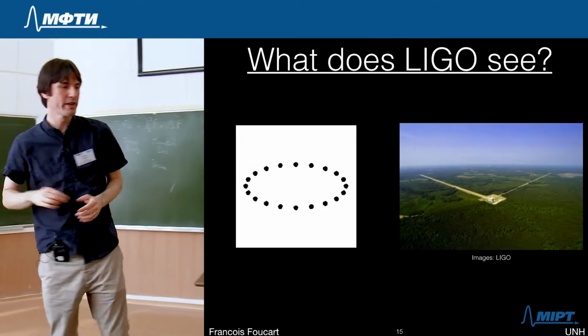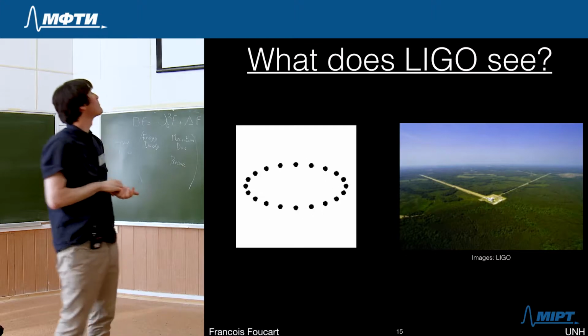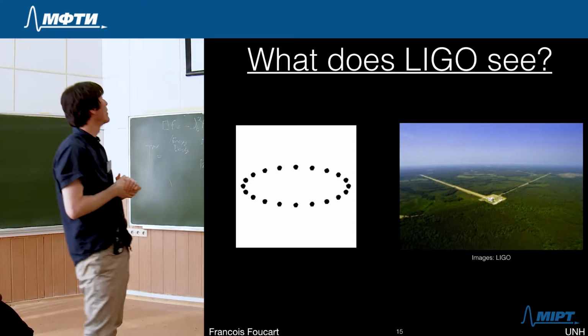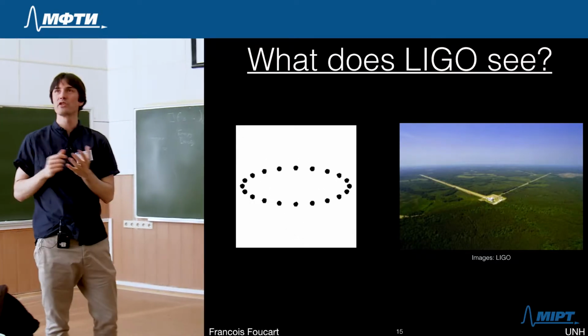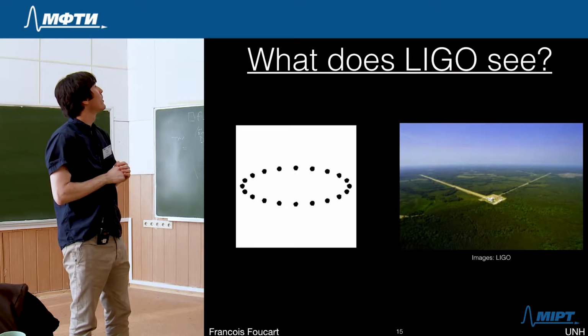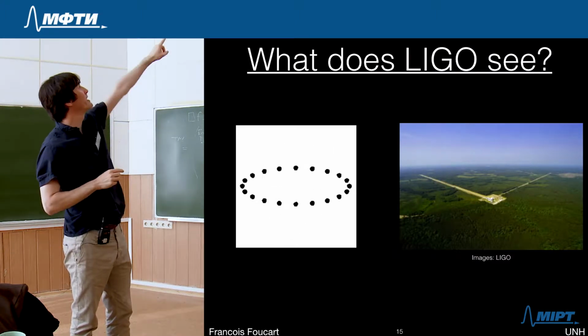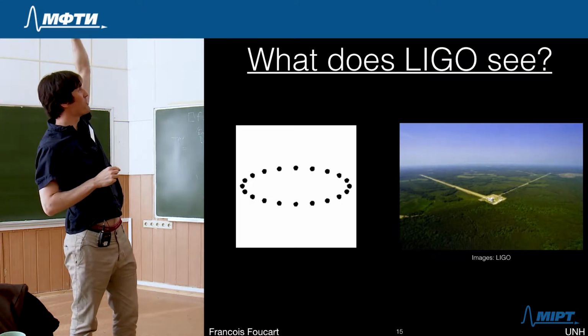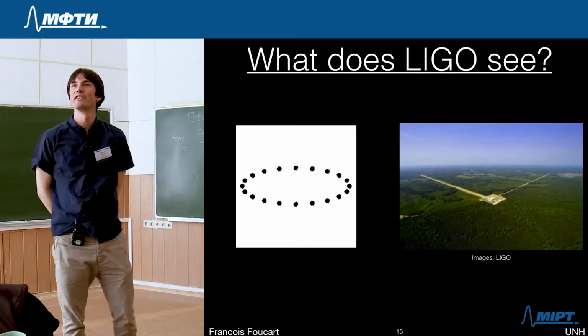Okay, so before looking at what is actually limiting the accuracy of LIGO, let's think about what LIGO can actually see and what it cannot see. So, good question: what do you think LIGO sees if this waveform, a plus polarization, comes from above the detector and passes through the Earth?